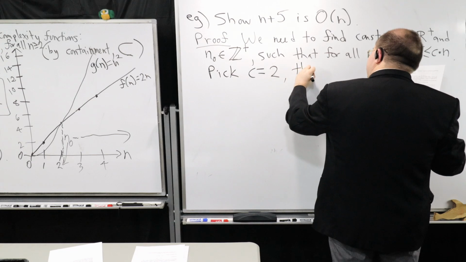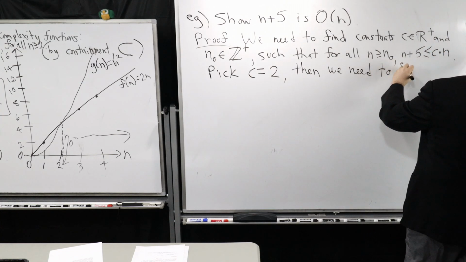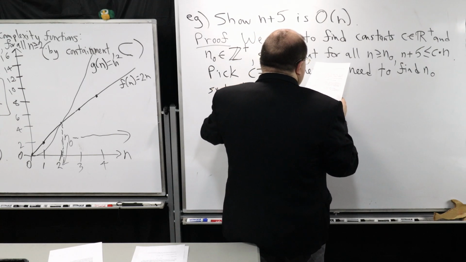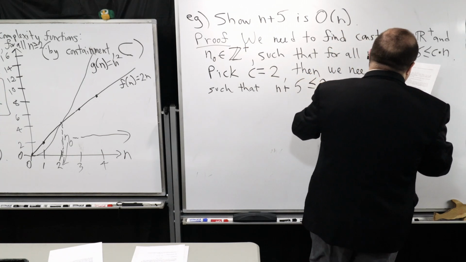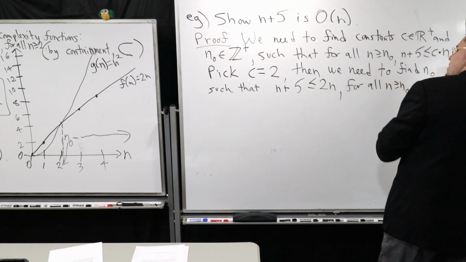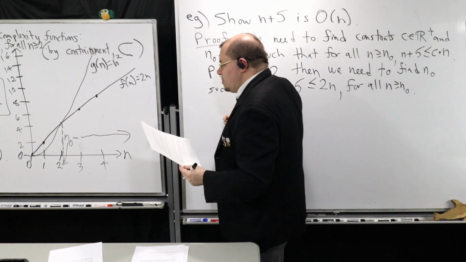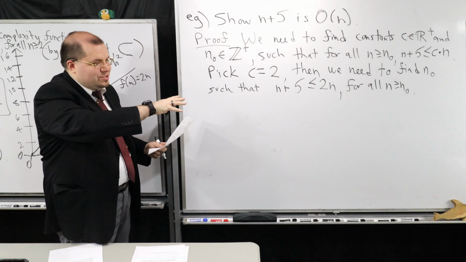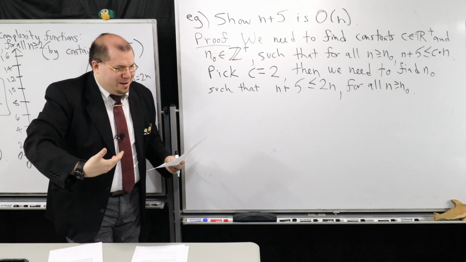Then I'm just going to say what I'm going to do next. Then we need to find n0 such that n plus 5 is less than or equal to 2 times n for all n greater than or equal to n0. Notice that I have a linear term here and a linear term over there. Naturally, I'm going to try to take away an n on one of these two sides so that I get something that will easily tell me what n0 can be.